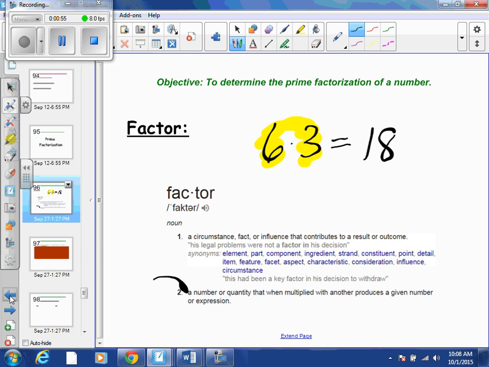We could talk about them individually and say 6 is a factor of 18. We could say 3 is a factor of 18, 2 is a factor of 18, 9 is a factor of 18. Those are all numbers that you can multiply to get 18. But 6 and 3 together are a factor pair of 18, and 9 and 2 together are a factor pair of 18.